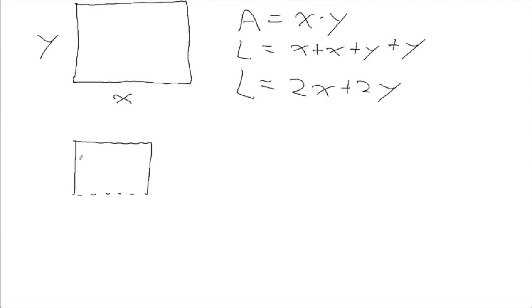So let's say we call this side here x. What might we call this? Y. Good. Or if you wanted to, you could call this the width, w for width, and this h for height.